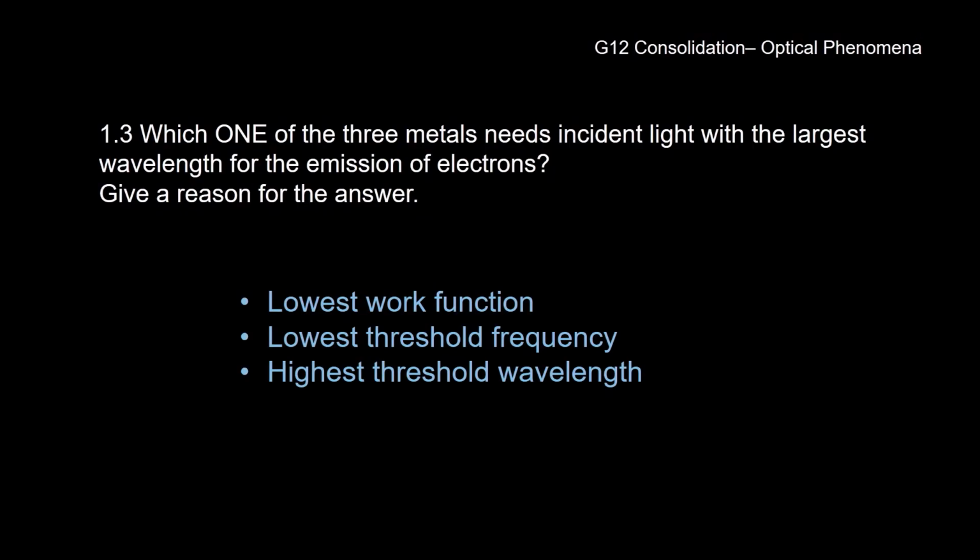Okay, next one. Which one of the three metals needs incident light with the largest wavelength for the emission of electrons? And give a reason for your answer. So let's read this question again. It's always good to read questions at least twice. Which one of the three metals needs an incident light with the largest wavelength for the emission of electrons? Isn't that strange? They're asking about wavelength.